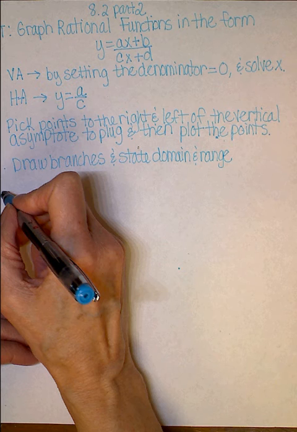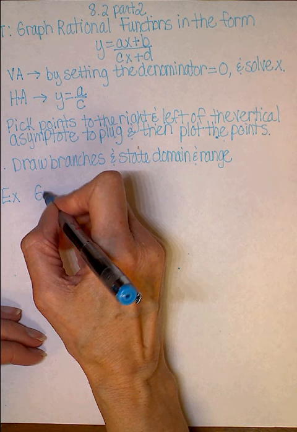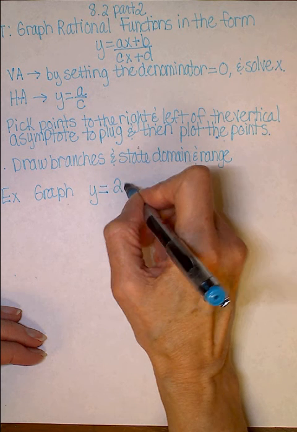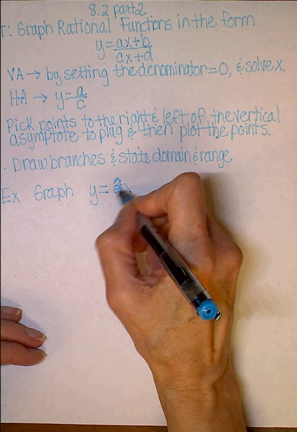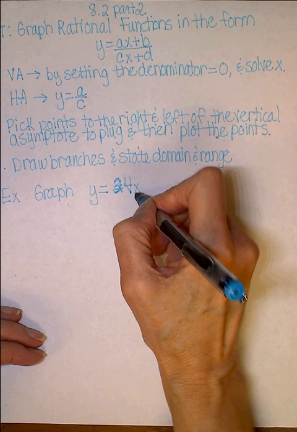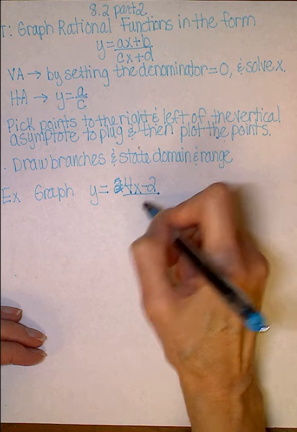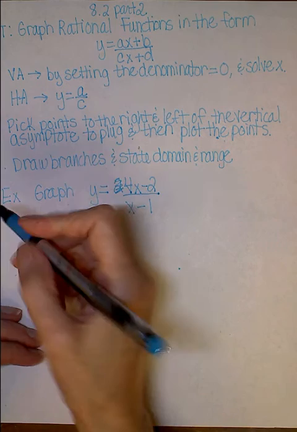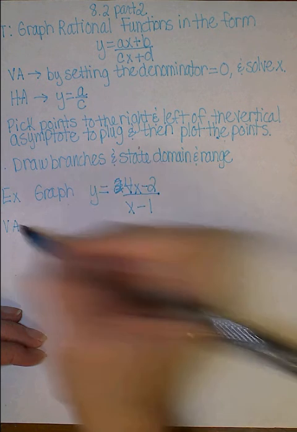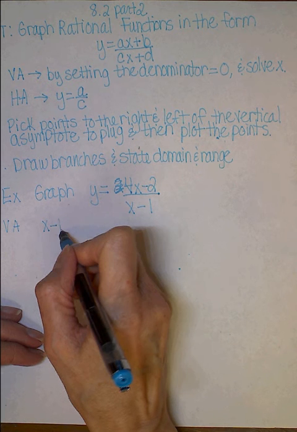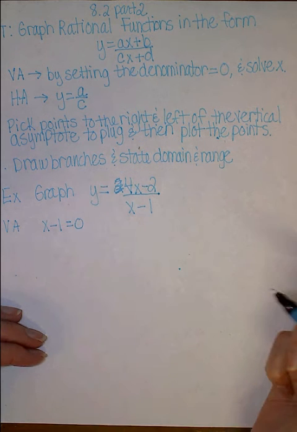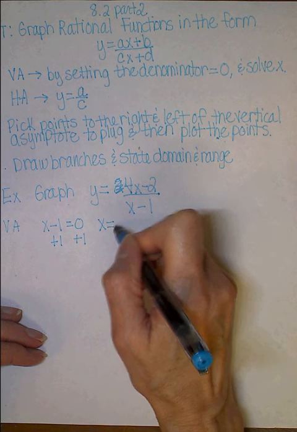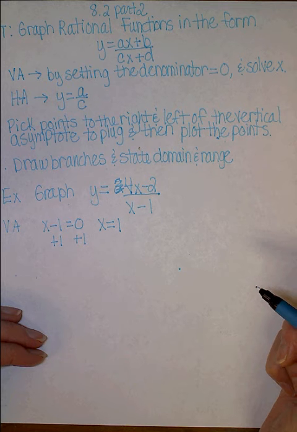Okay, so let's try an example of this one. We're going to graph, oops, sorry, this is supposed to be a 4x: 4x minus 2 over x minus 1. So our vertical asymptote, we take the denominator, which is x minus 1, and we set it equal to 0, and we solve for x. I'm going to add 1 to each side, and so our vertical asymptote will just be x equals 1.